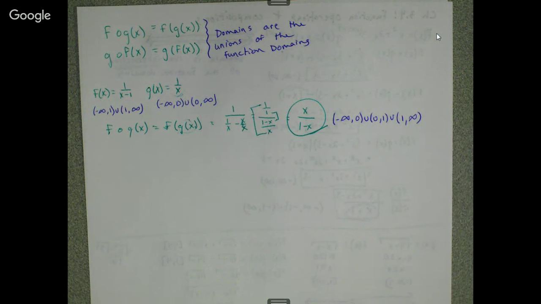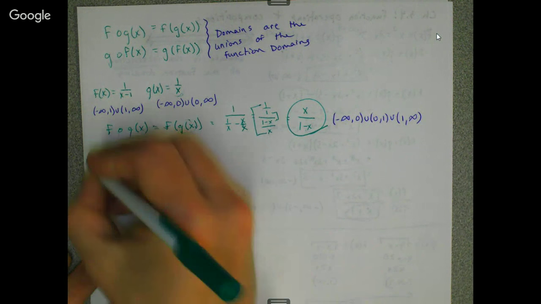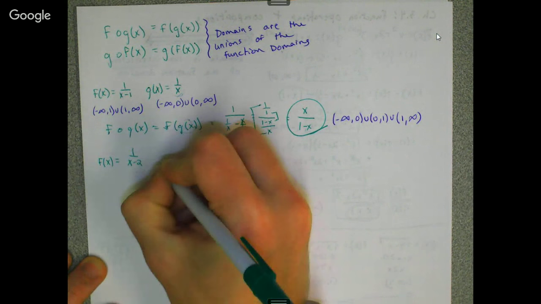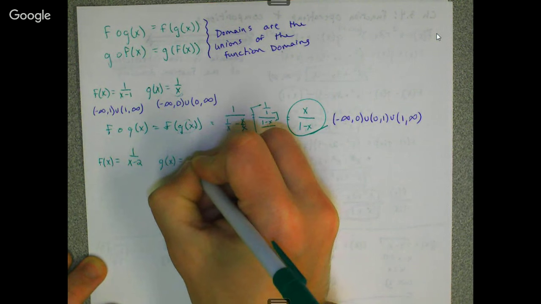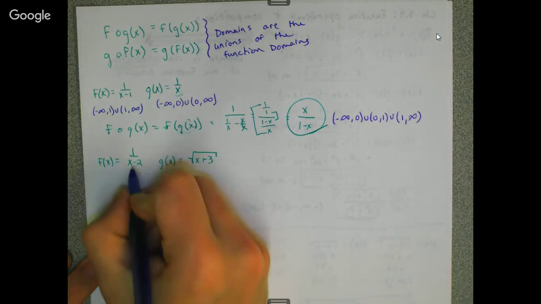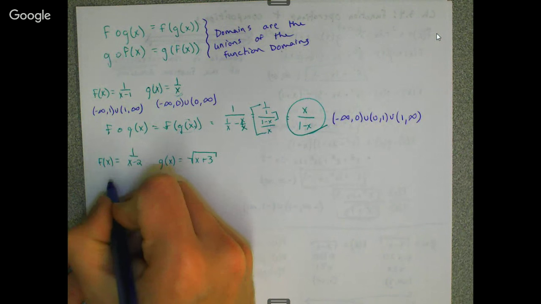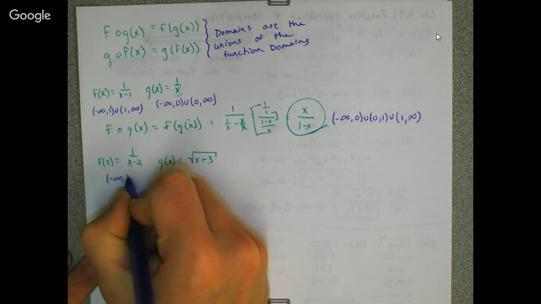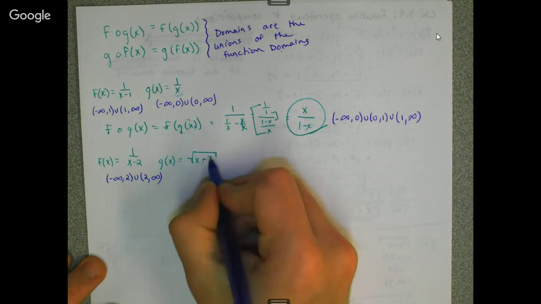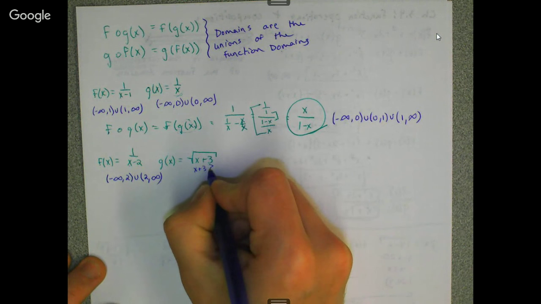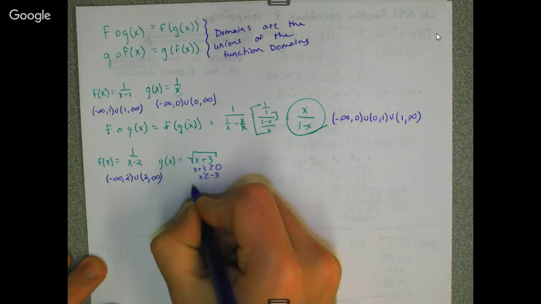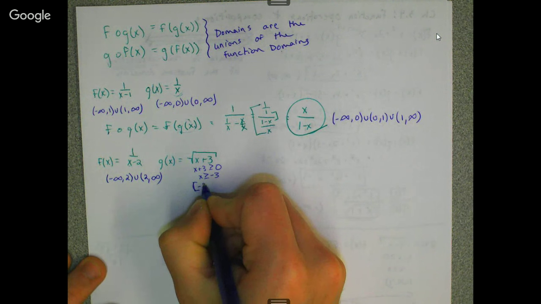Okay, so let's try another one here. Let's say that f of x equals 1 over x minus 2, and g of x equals radical x plus 3. We'll first find the domain of each. This one's probably easier. I can't choose 2, so negative infinity to 2, union 2 to infinity. And then we'll go to this one and say x plus 3 has to be bigger than or equal to 0. So x has to be bigger than or equal to negative 3. So that is negative 3 to infinity.